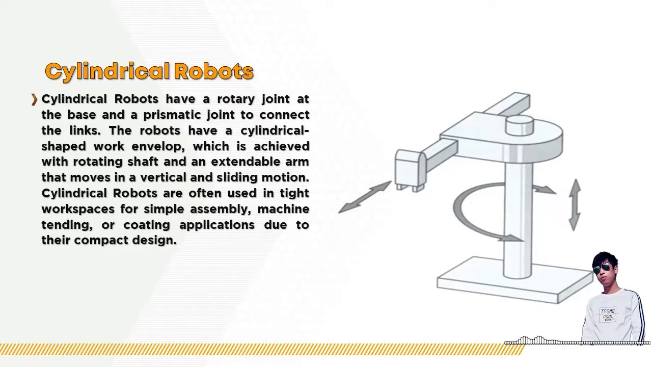Next is the cylindrical robots. Cylindrical robots have a rotary joint at the base and a prismatic joint to connect the links. The robots have a cylindrical shaped work envelope, which is achieved with a rotating shaft and an extendable arm that moves in a vertical and sliding motion. Cylindrical robots are often used in tight workspaces for simple assembly, machine tending, or coating applications due to their compact design.